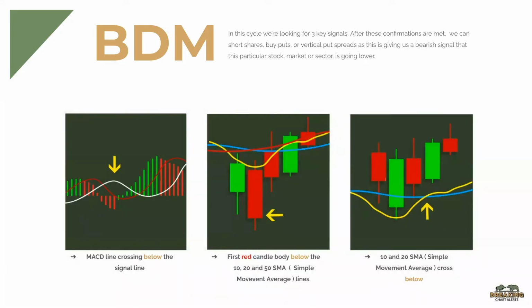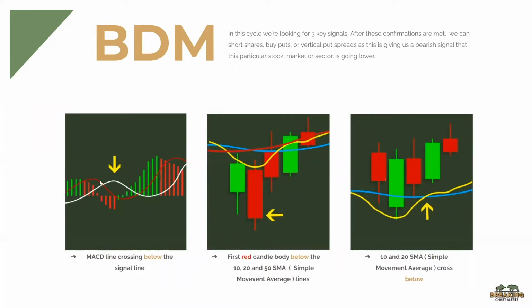In breakdown momentum, in this cycle, we're looking for 3 key signals again. After these confirmations are met, we can short shares, buy puts, or buy vertical put spreads, as this is giving us a bearish signal that a particular stock, market, or sector is going lower.